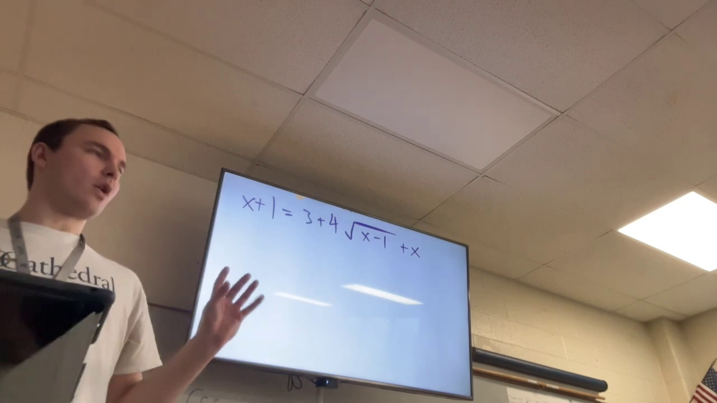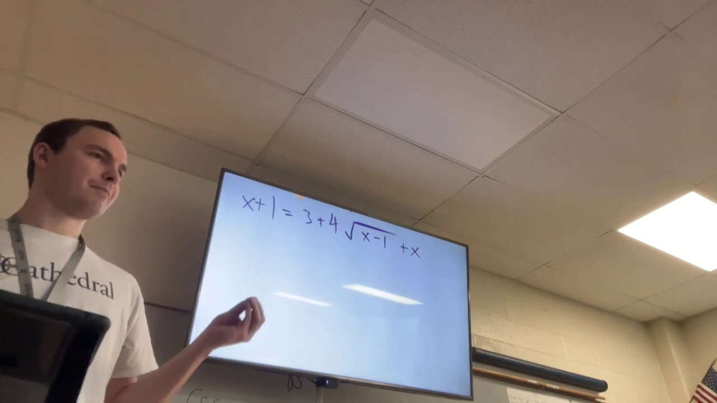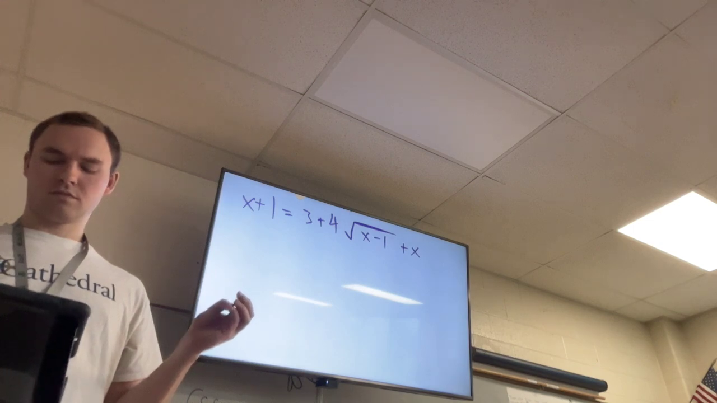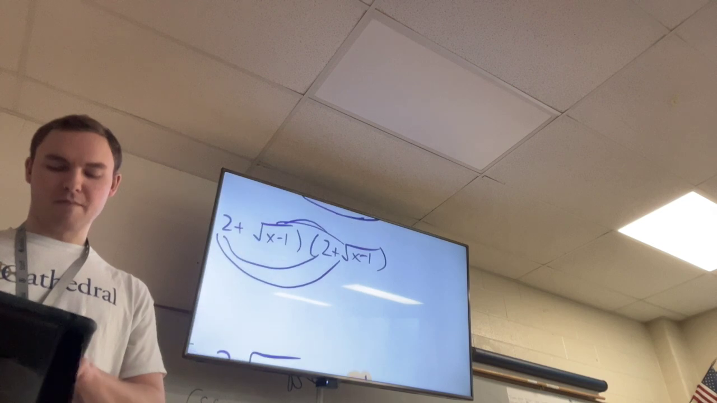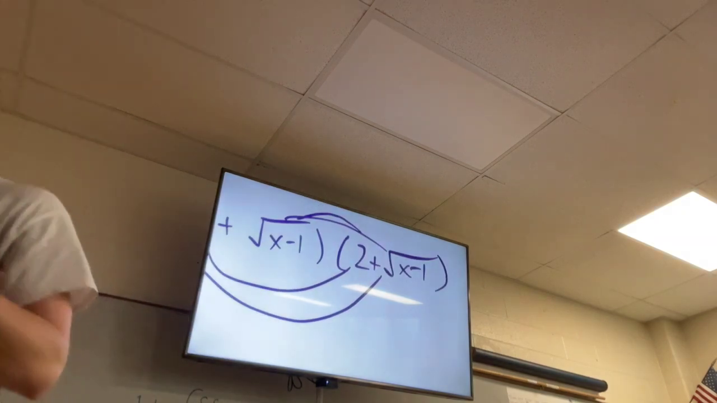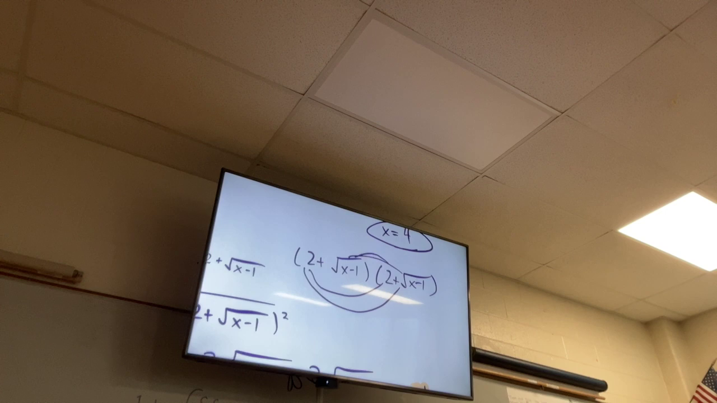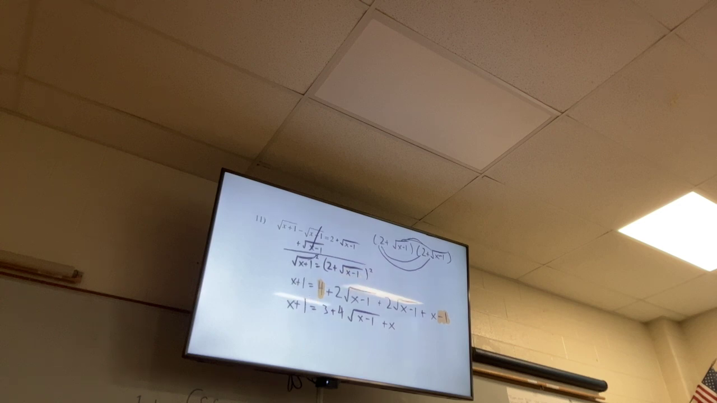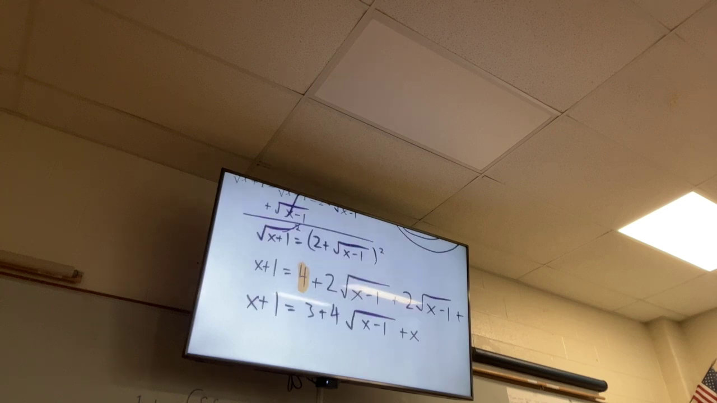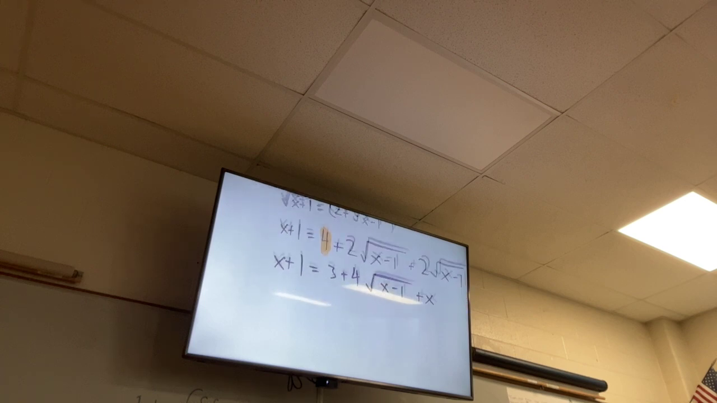And then I do what? I do the whole process over again. It was up here in this line, and it came from multiplying root x minus 1 times root x minus 1. Now I'm just going to repeat that whole process, right?